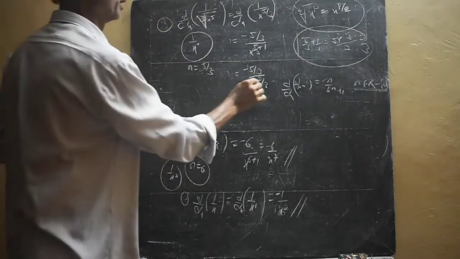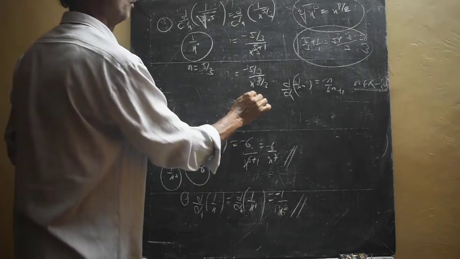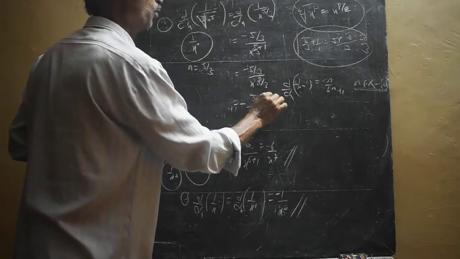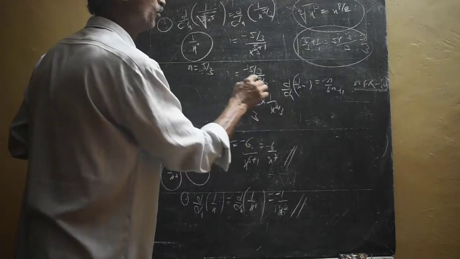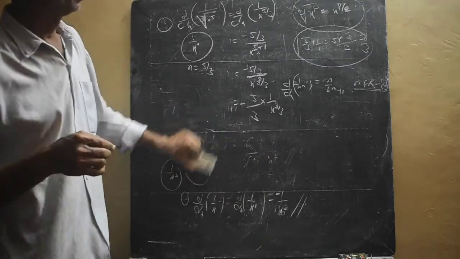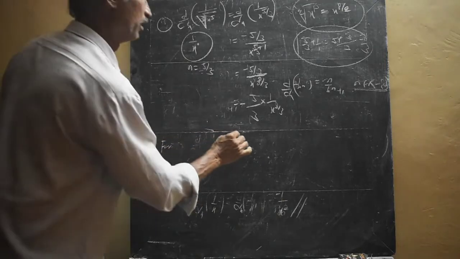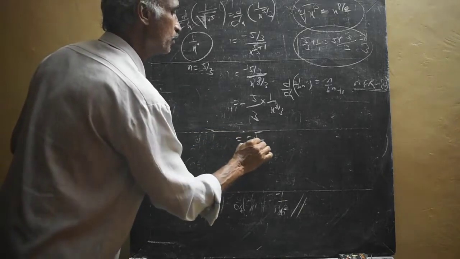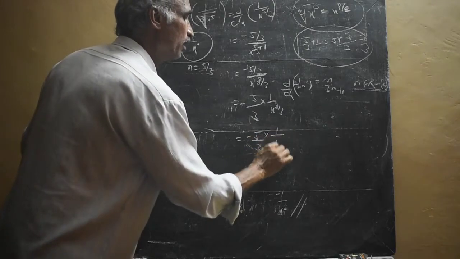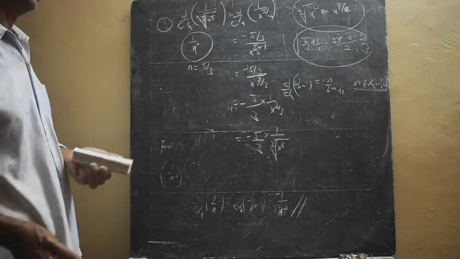Now it is 8 by 3. Let us write the minus in the middle: 5 upon 3 into 1 upon x raised to 8 by 3. Now x raised to 8 by 3, symbolically I can write it as 1 upon the cube root of x raised to 8.